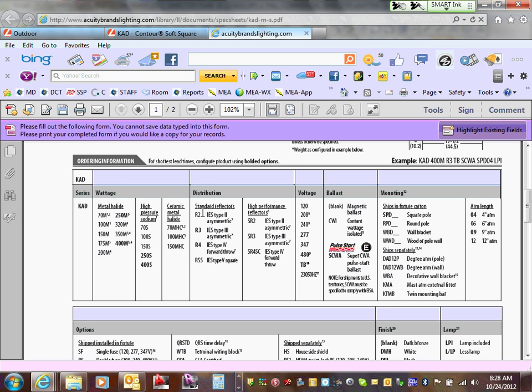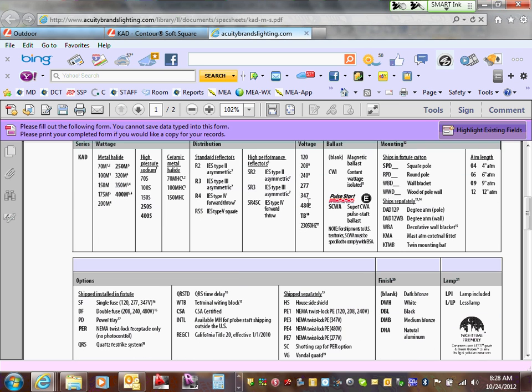Then, distribution. Do you guys remember how R, R2, R3, R4, and we used R3? Is it going to project all the light forward or horizontal or somewhere in between? 3 will project it this way, 2 will project it this way, and 4 will project completely this way, right? So it depends on your application. So here's all your stuff.